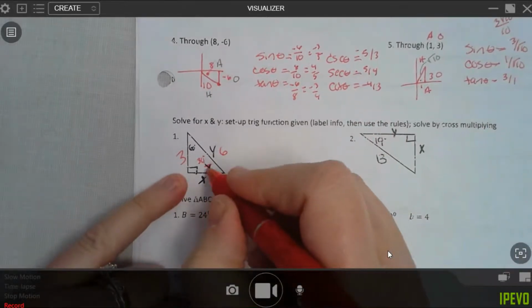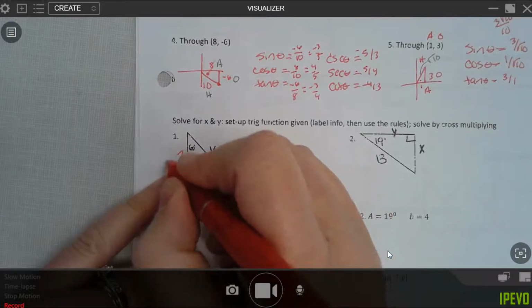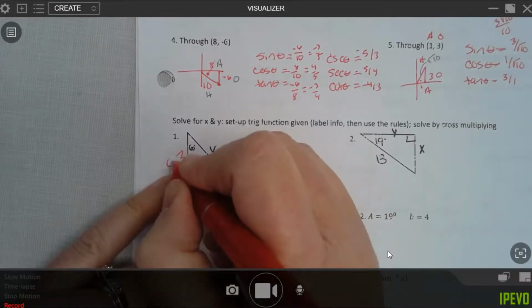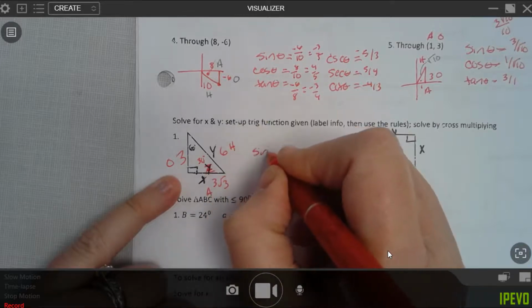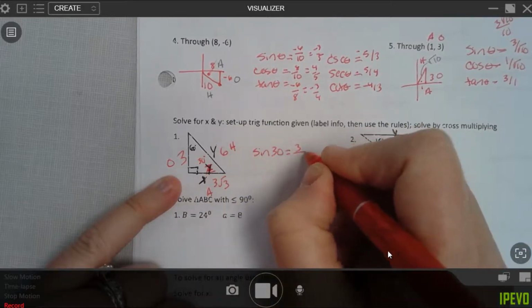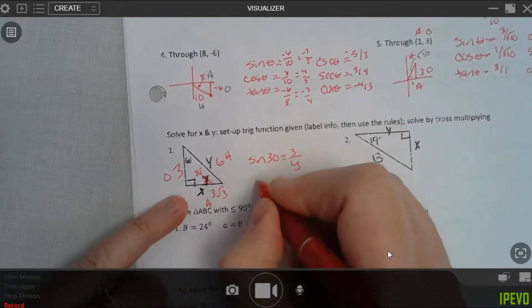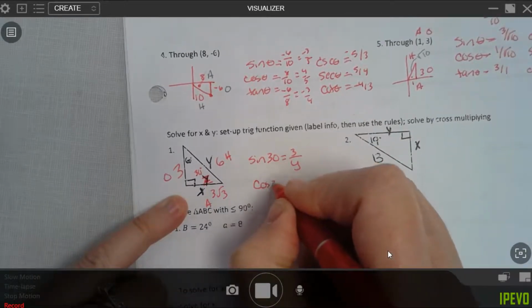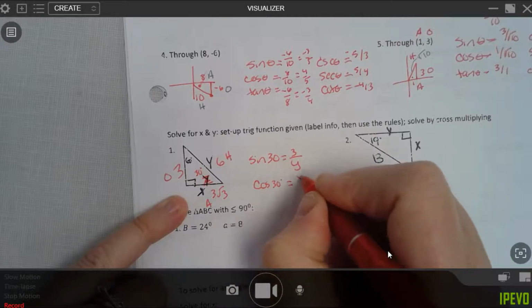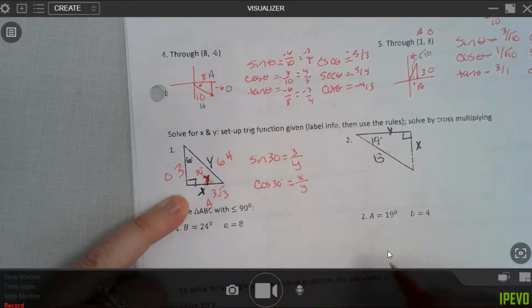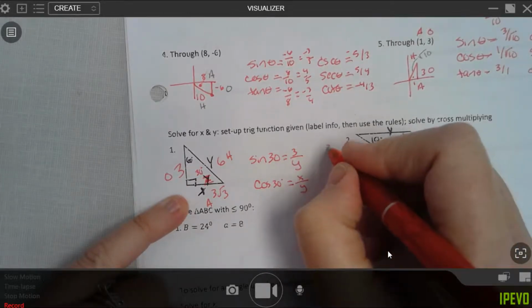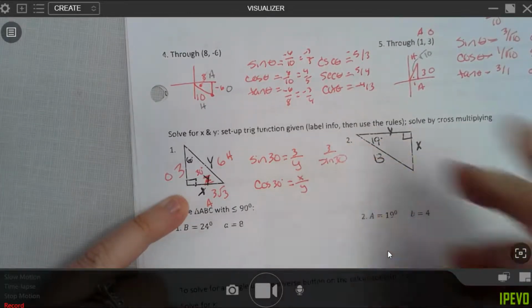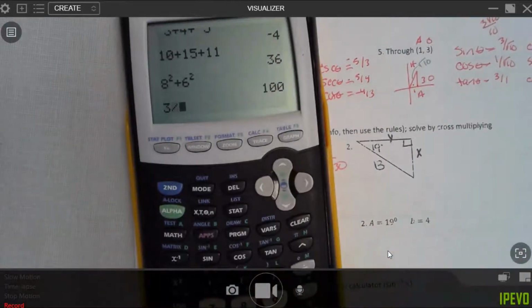So across from my 30, this is my O, this is my H, this is my A. So now I'd have sine of 30 equals 3 over my Y, and then cosine of my 30 equals my X over my Y. If I solve for Y first, this gives me 3 over sine of 30. If you type that in your calculator, 3 over sine of 30, it's going to tell us 6.